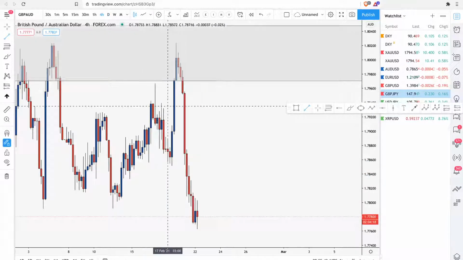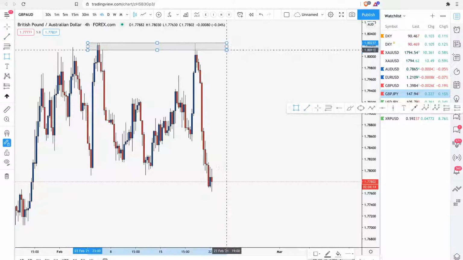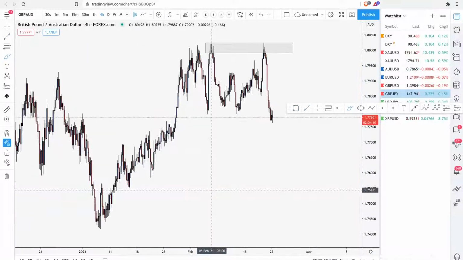And also here on the 4 hours, look at this. That's my supply area. Came up and dropped. Okay, yeah, double top, exactly.